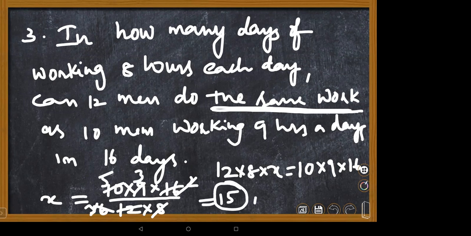In 15 days, working 8 hours each, 12 men can do the same work. Thus, with respect to the other condition, 10 men, 9 hours, 16 days, both are completing the same work.